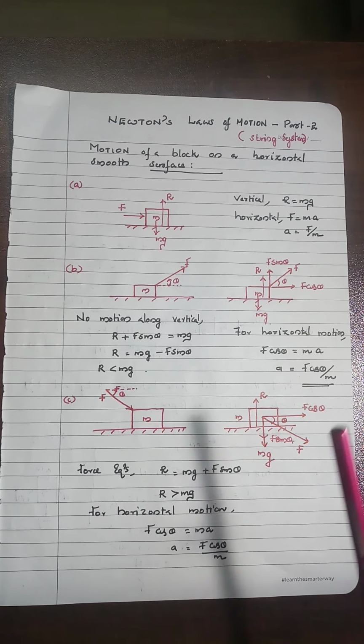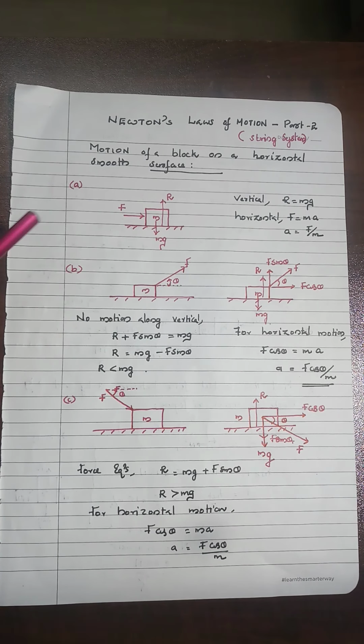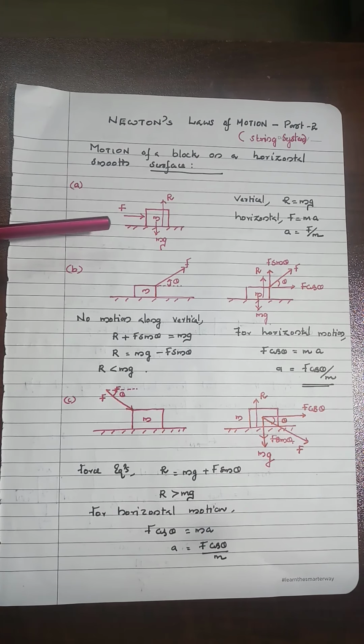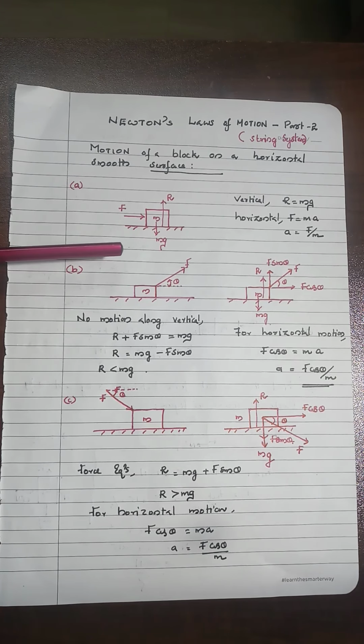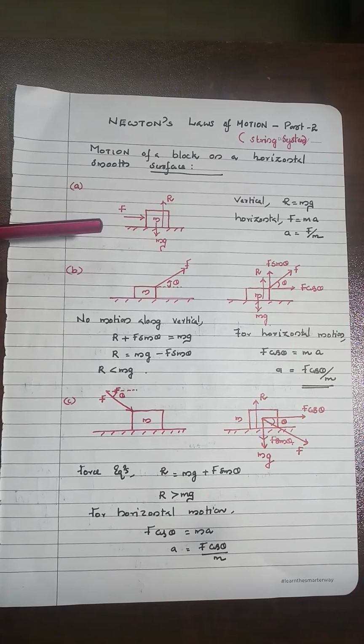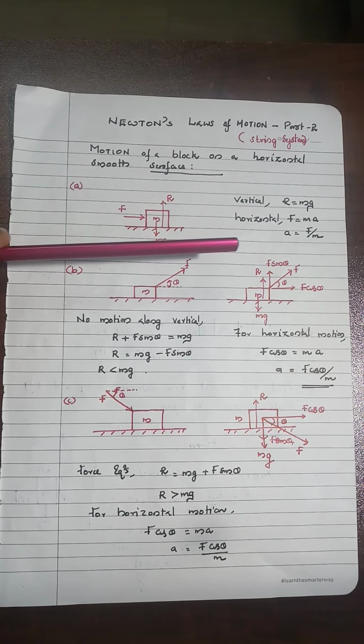Here, the motion of a block on a horizontal smooth surface. We can discuss three different situations. The first one: on a smooth surface, a block M is there and a pushing force F is acting on it horizontally. If you consider the vertical forces, the weight is balanced with its reaction. So the movement is towards horizontal. We can easily say F is equal to M into A, so A equals F by M.